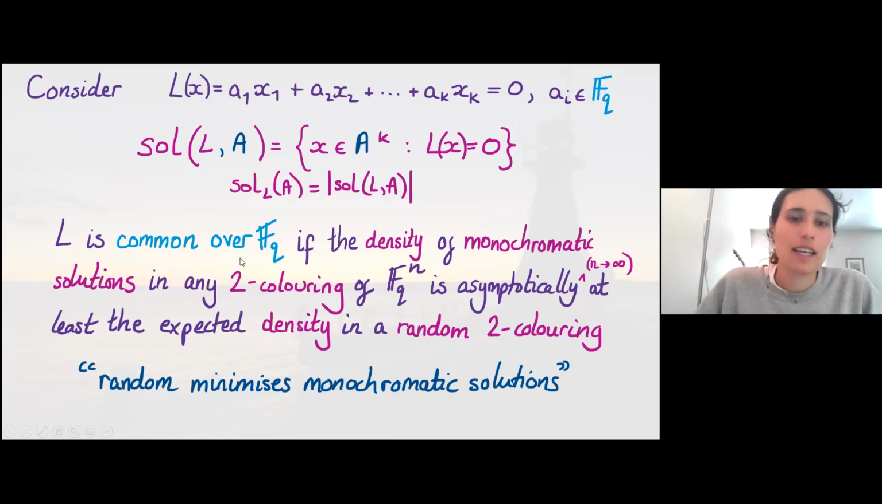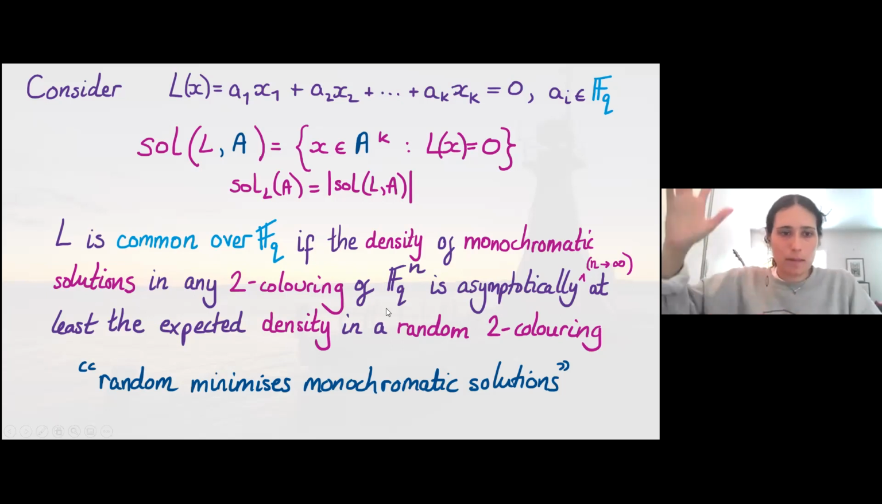So we're going to say it's common if the density of monochromatic solutions in any two coloring of F_q^n is asymptotically at least the expected density in a random two coloring. So imagine n is very big.